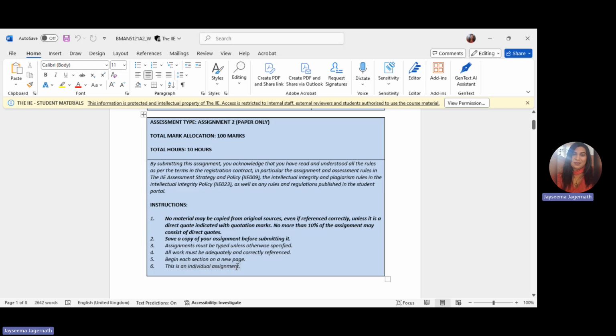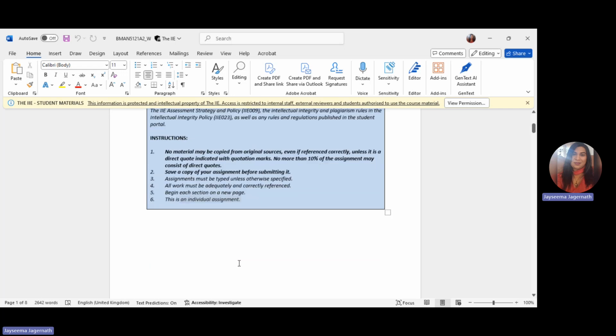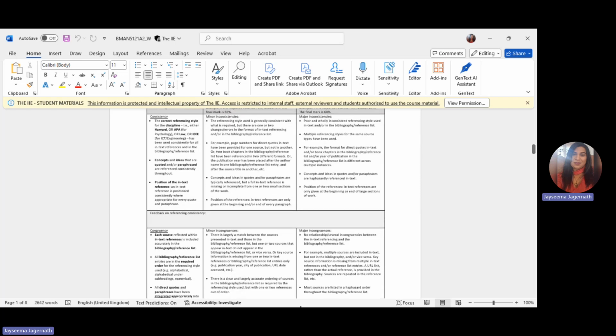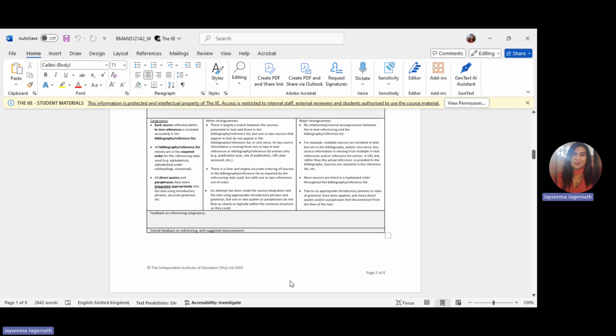So you work individually, you cannot copy, you save a copy of your assignment just in case anything goes wrong. It goes through Turnitin, and you need to ensure that you reference. Okay, so pretty much the same. You have your same referencing rubric that you used in assignment 1.